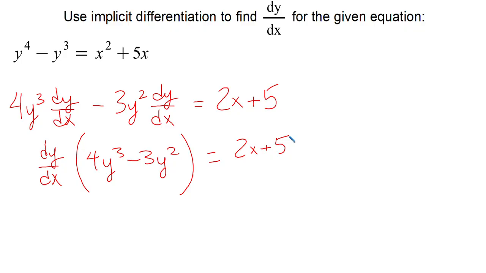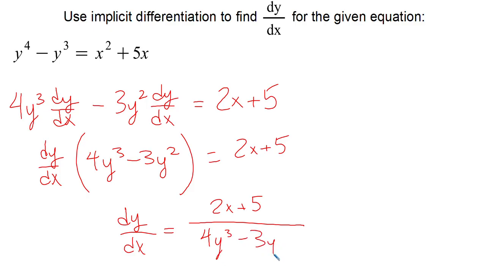And then now we just divide by everything that's on that dy/dx side except for the dy/dx. So dy/dx, in this case, ends up being 2x plus 5 divided by 4y cubed minus 3y squared.